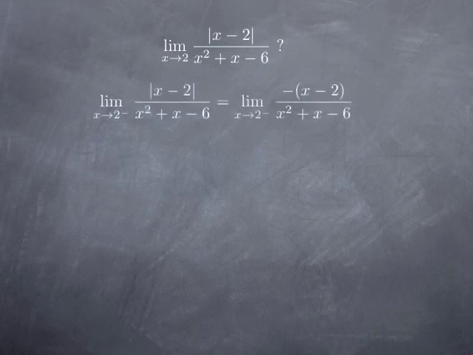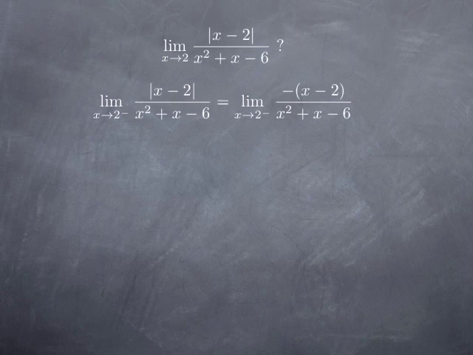So what happens from the left? When x is approaching 2 from the left, x is less than 2. We just have seen that if x is less than 2, x minus 2 is negative, and therefore absolute value of x minus 2 can be replaced by negative x minus 2. Now we obtain a quotient of two polynomials which are both 0 at 2. We know what that means, we've seen that before.